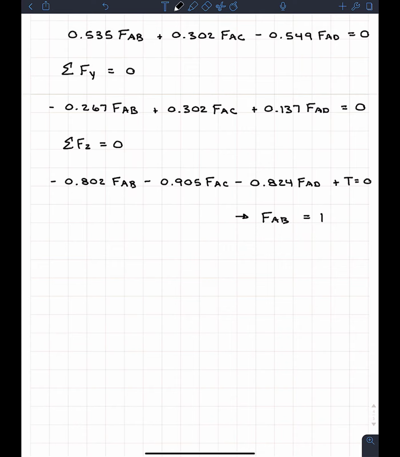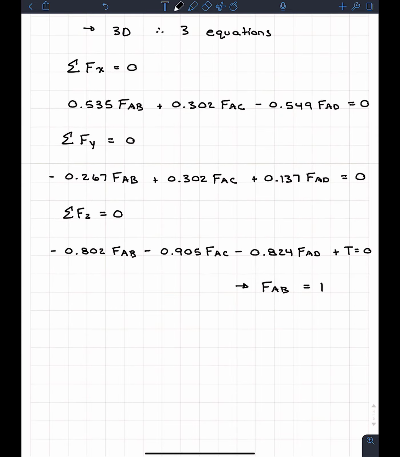I'm going to solve this by algebra because this one's actually not that hard. I think you guys know how to do it really fast. The first thing I like to do when I start solving these algebraic equations is to label my equations so I can refer to each one. So I've got equation 1, which is the sum of the forces in x, equation 2, the sum of the forces in y, and equation 3, which is the sum of the forces in the z direction.